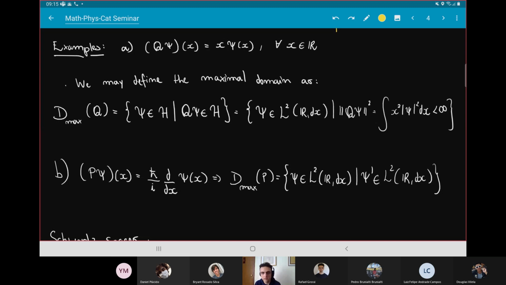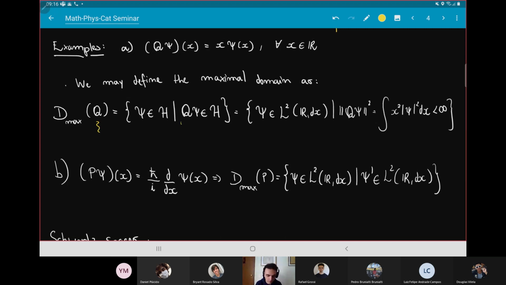In particular, we can define the maximal domain of each of these operators. By maximal domain, I mean the largest domain in which you can take any experiment and still be able to measure the position of the particle. For the position operator, the condition is this one.